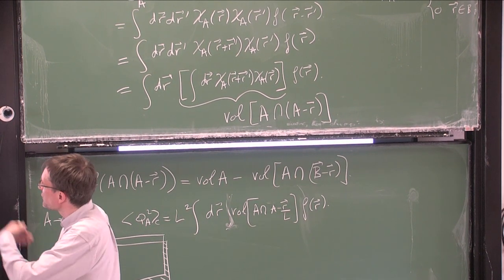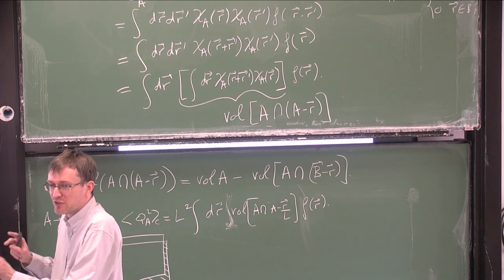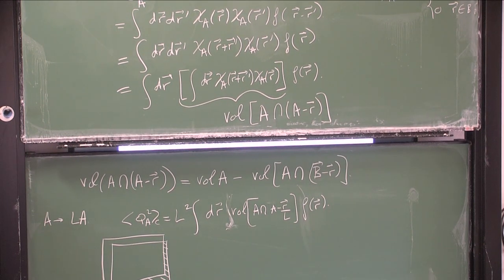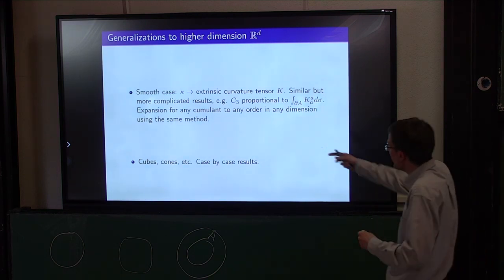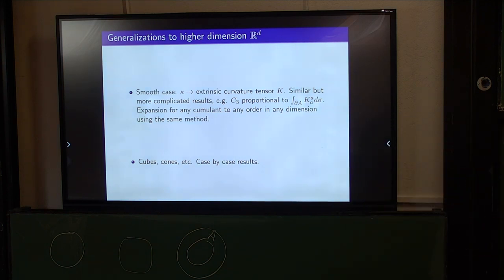And so in higher dimension, curvature becomes a tensor, and so it's not a priori obvious what you get. But for example, for the third cumulant, what you get is essentially the trace of the curvature tensor. And the claim is, even though with this method you can do any cumulant at any order, the formula becomes more complicated. Which model do you mean, in R^D?